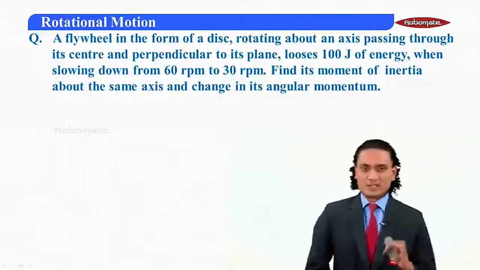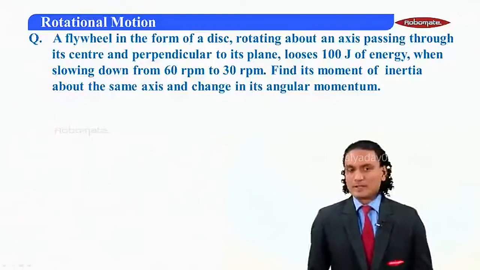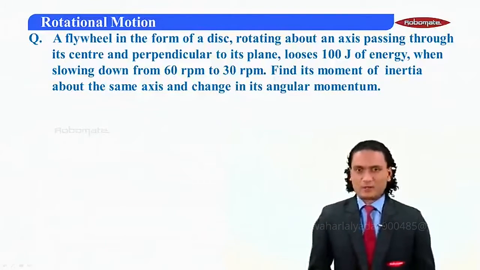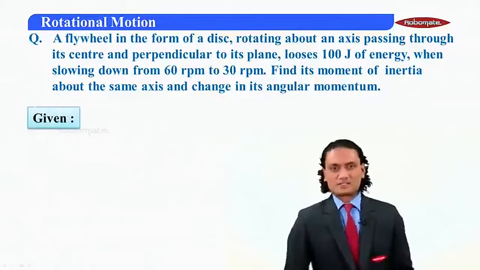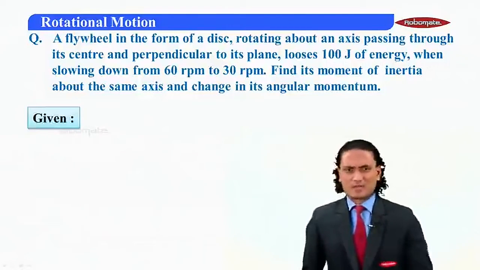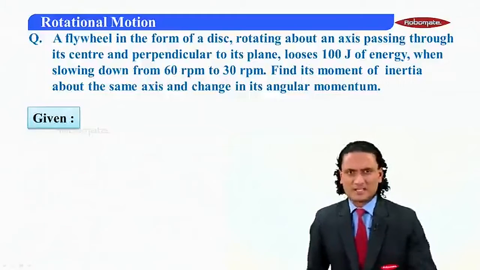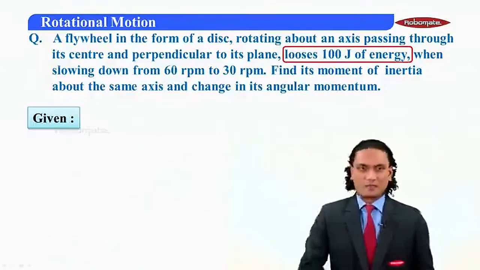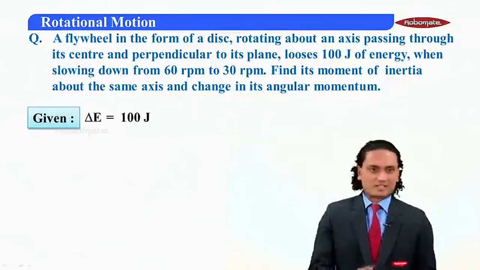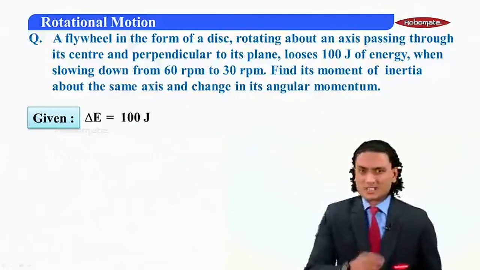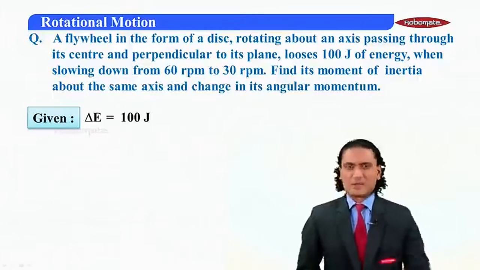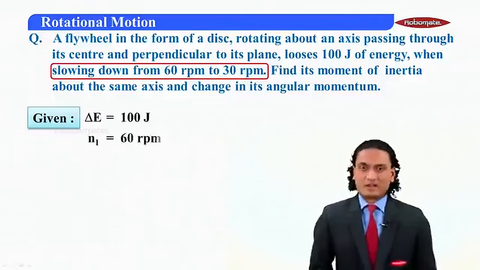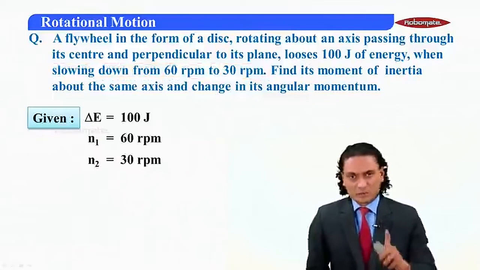Okay students, we have been following a procedure. The first thing is we are going to write down what are the given quantities. So students, tell me what are the given quantities. Yes, the first given quantity is the flywheel is losing 100 joule of energy. So delta E is given as 100 joule. What is the next given quantity? Yes, very good. It is slowing down from 60 rpm to 30 rpm. So we can write N1 is 60 rpm, N2 is 30 rpm.